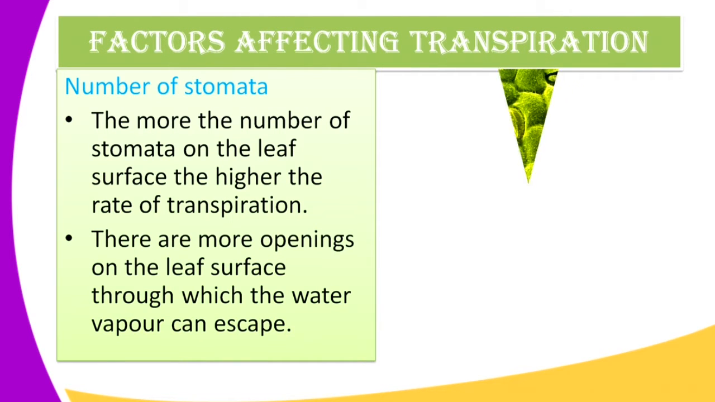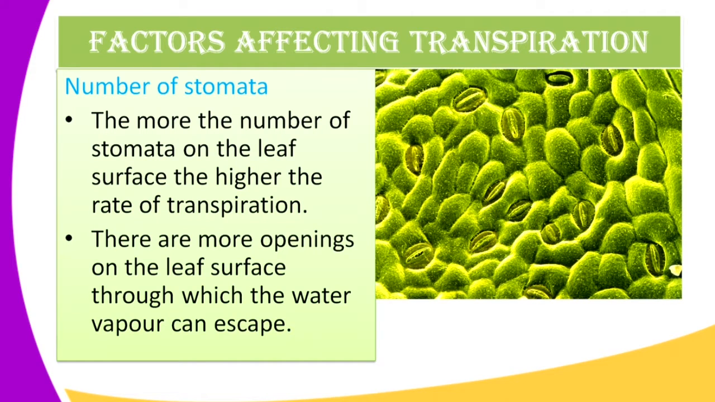Then the next factor is the number of stomata on the surface of the leaf. The more stomata on the leaf surface, the higher the rate of transpiration. Why? Because the leaves lose their water through the stomata. So if there are more stomata, it means there is more loss of water, while if there is a low number of stomata, the rate of transpiration is going to be low. So there are more openings on the leaf surface through which the water vapor can escape.